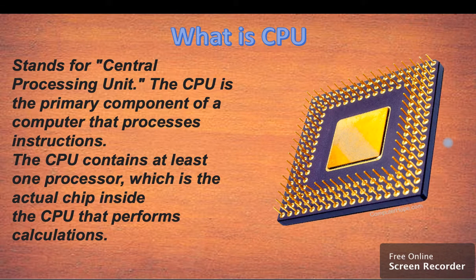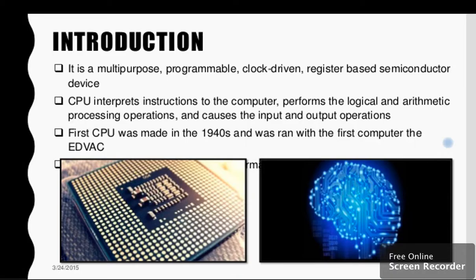It stands for Central Processing Unit. The CPU is the primary component of a computer that processes instructions. The CPU contains at least one processor, which is the actual chip inside the CPU that performs calculations. The CPU interprets instructions to the computer, performs the logical and arithmetic processing operations, and calls the input and output operations. The first CPU was made in the 1940s and was run with the first computer, the EDVAC.